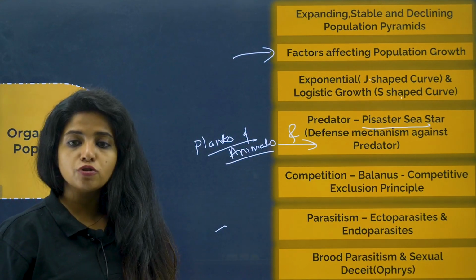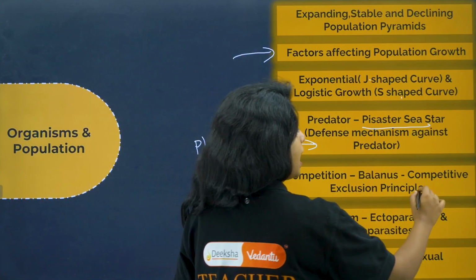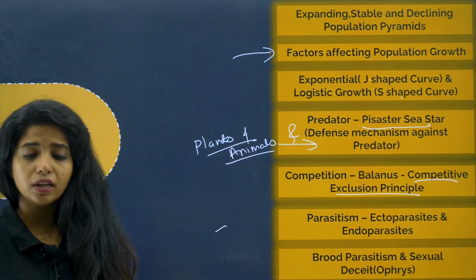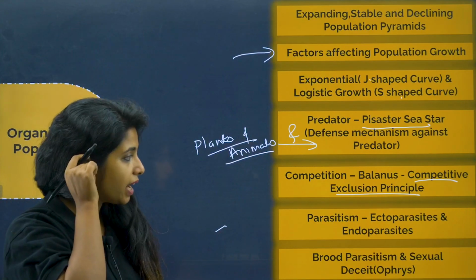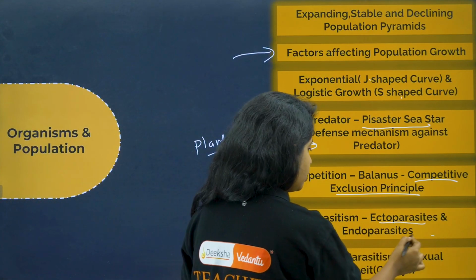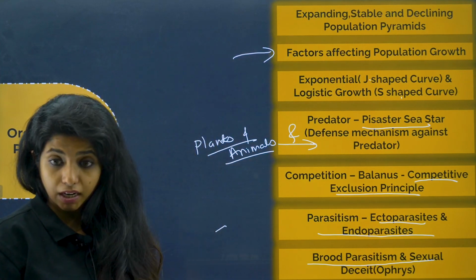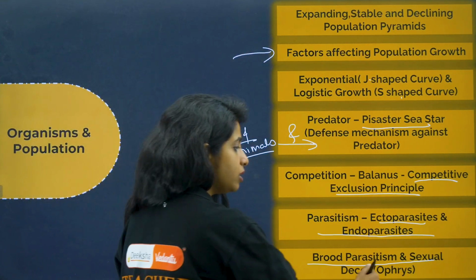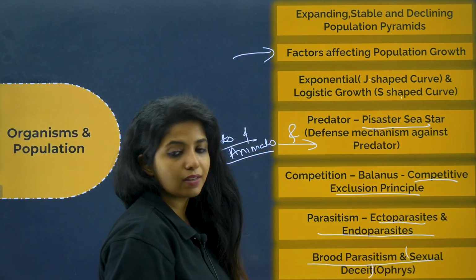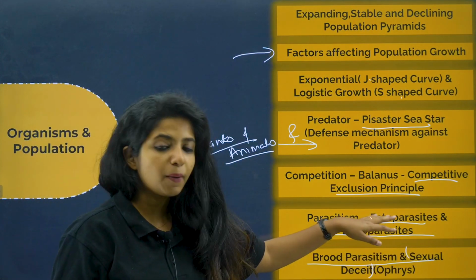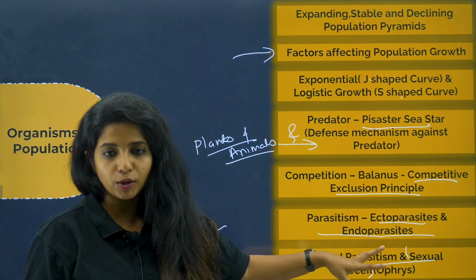Okay, in competition you should be knowing about the Balanus example and Gause's competitive exclusion principle, my dear children, very, very, very important. And then parasitism, you have ectoparasites, you have endoparasites, you also have brood parasitism, and that is very much important. And I have put sexual deceit also over here because the question comes like this: explain brood parasitism and sexual deceit. Even though sexual deceit does not come under parasitism, still I am telling you over here itself.